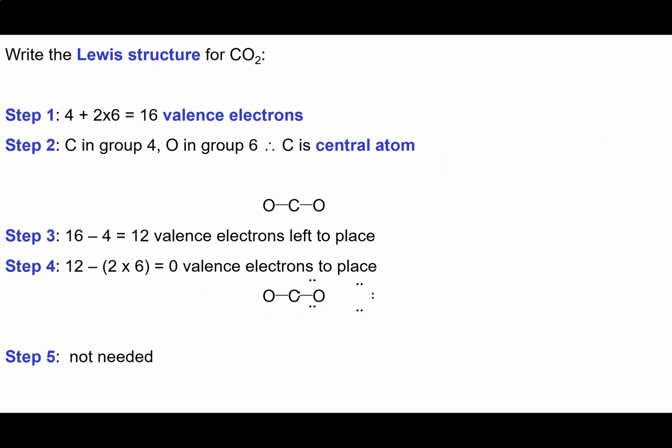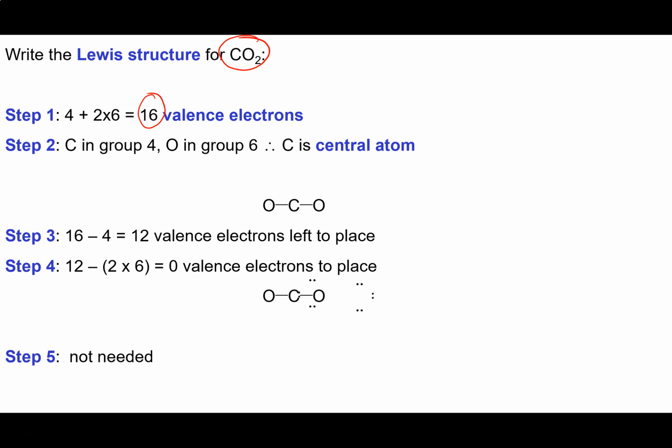So now we're going to look at one where we do need to use double bonds. So we're going to draw the Lewis structure for carbon dioxide. So step 1 was to count up the valence electrons. Carbon is in group 4A, so it contributes 4 valence electrons. There are 2 oxygen atoms and both of them are in group 6, so they each contribute 6 valence electrons. So 4 plus 2 times 6, or 4 plus 12, gives me that I've got 16 electrons to work with.